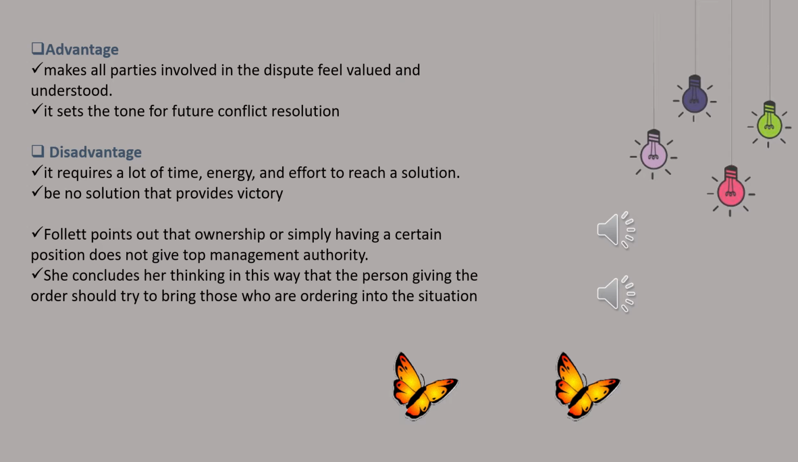On the issue of authority, Follett pointed out that ownership or simply having a certain position does not give top management authority. Real power, which people obey, comes from function and experience. She concluded her thinking this way: the person giving the order should try to bring those who are being ordered into the situation.